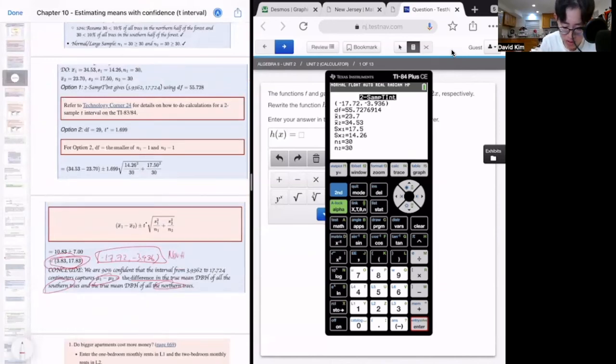So this is north minus south. But if you were to do south minus north, obviously you would get that interval. So that is where the discrepancy is coming from. Not a big deal. At the end of the day, you have to utilize this calculator correctly, and that's basically what it comes down to.